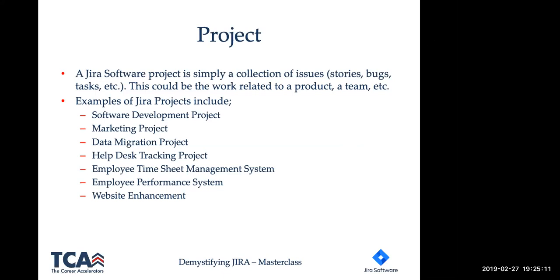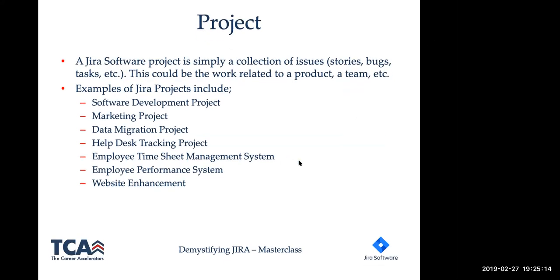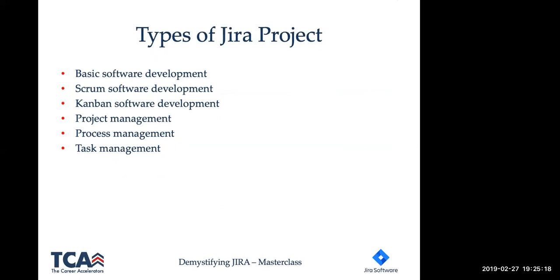Now, JIRA has different project types or project templates. So there are 6 main project templates within JIRA. There's the basic software development template, which is just a basic IT project. Then there is a Scrum software development project, which is specific to the Agile Scrum methodology. There is also a Kanban software development template, which is specific to the Agile Kanban methodology. Scrum and Kanban are both Agile delivery methods.